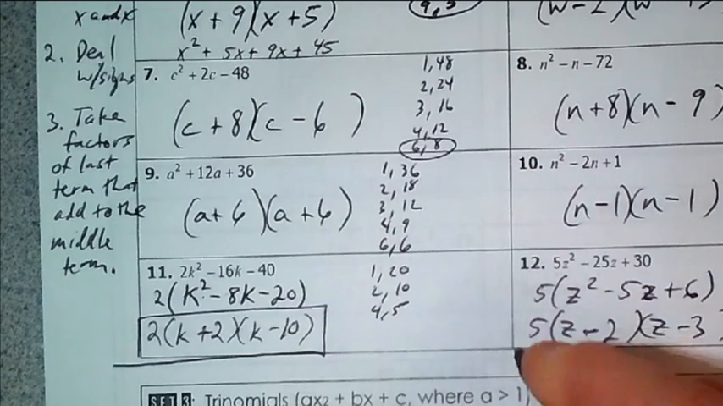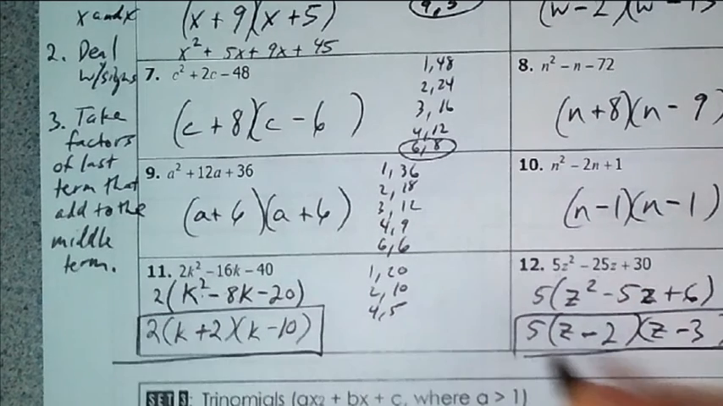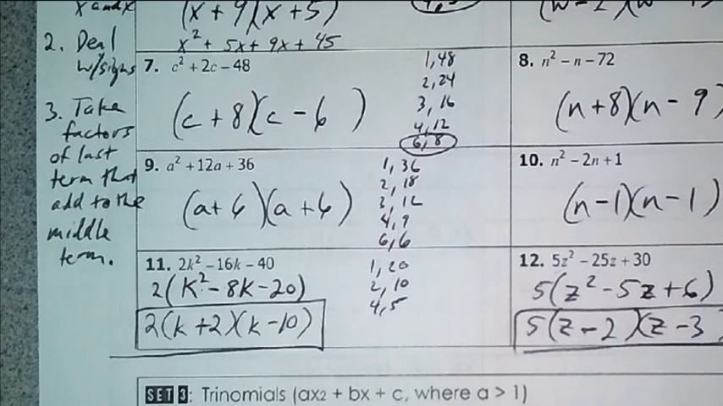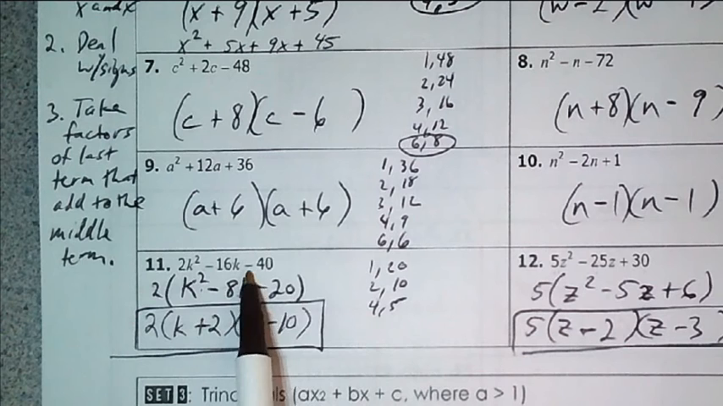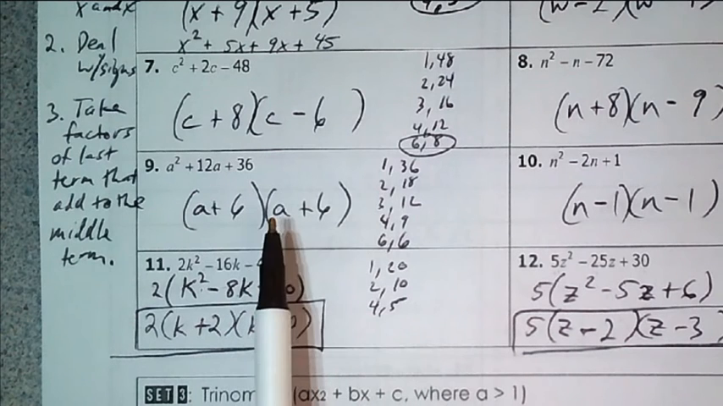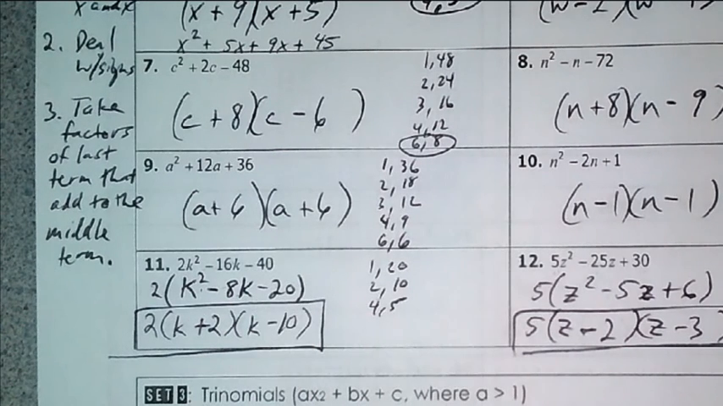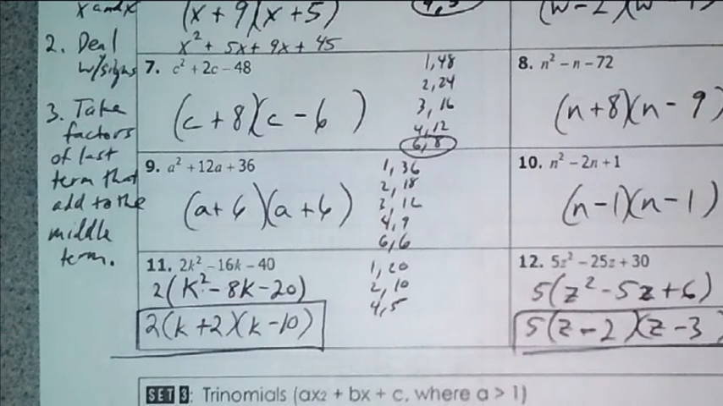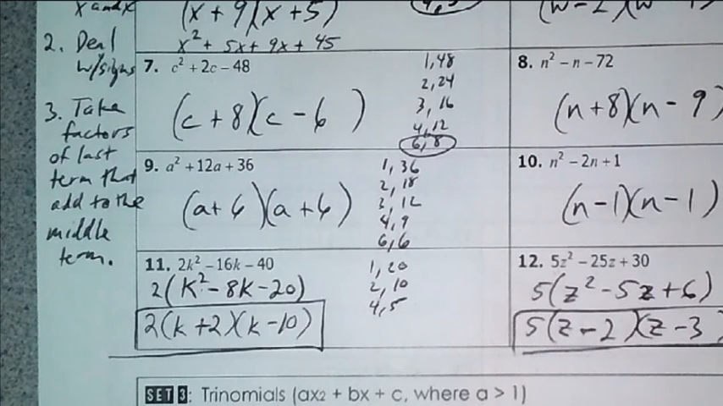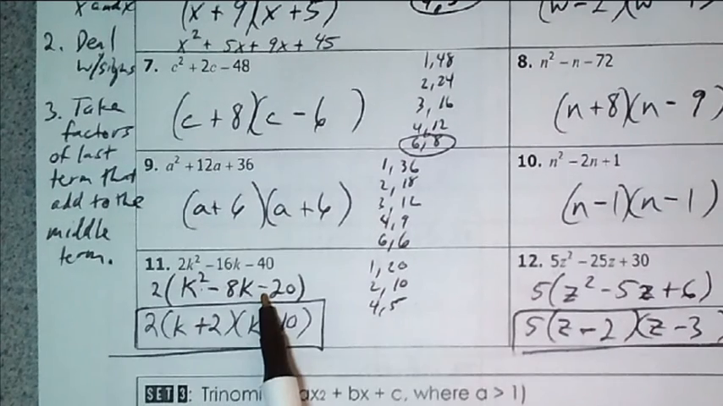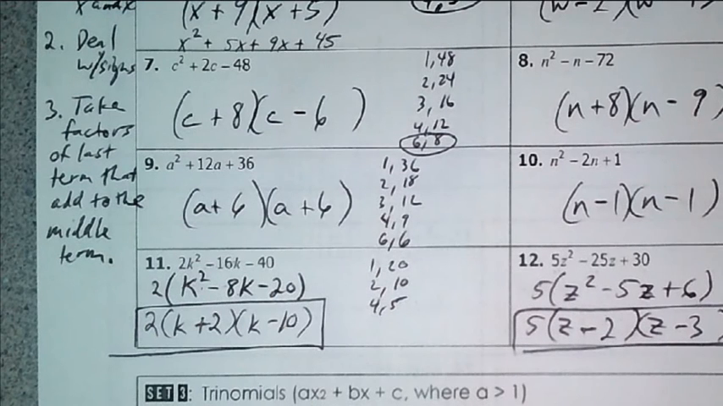Now, here's the thing, guys. This is when you're determining which factors to choose. If the last sign of your problem is positive, then you're looking for the factors that add together because both signs are the same. You're just adding them. If the last sign is negative, you're looking for the factors that when you subtract them, you get the middle term. But a subtraction is just addition of negatives. So it's really all addition.